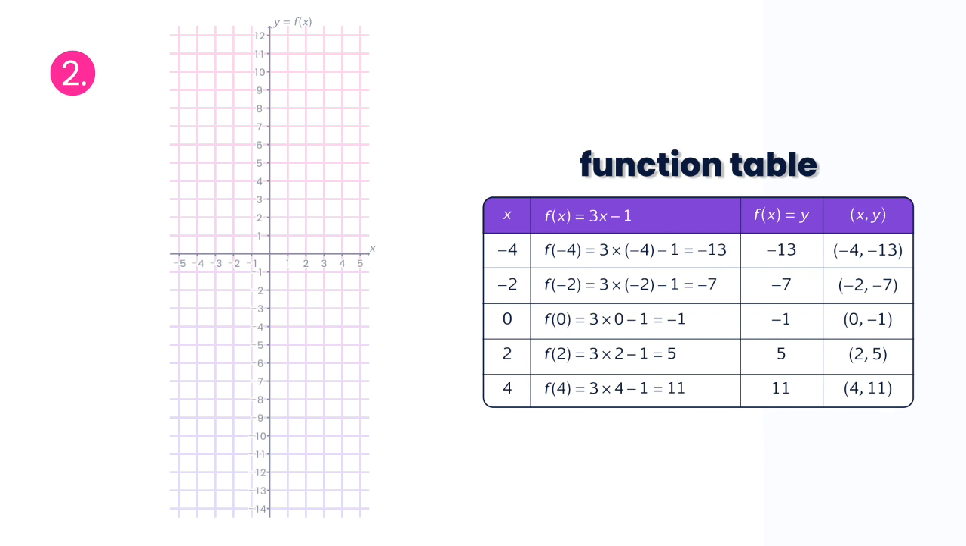Now that you've determined the size and scope of the axes, you move on to the third step, plotting the points from the table. The first point is (-4, -13). You find -4 on the x-axis and -13 on the y-axis, and plot that point. Next is (-2, -7). You find -2 on the x-axis and -7 on the y-axis to plot this point. You continue in the same manner for the points (0, -1), (2, 5), and (4, 11).